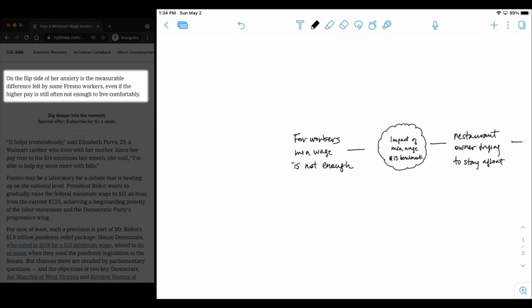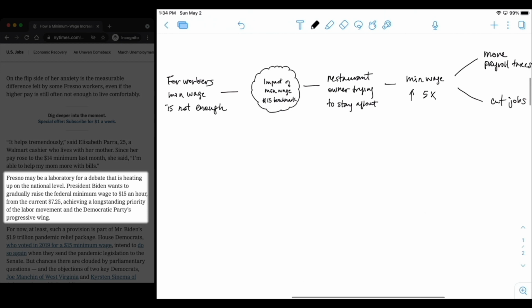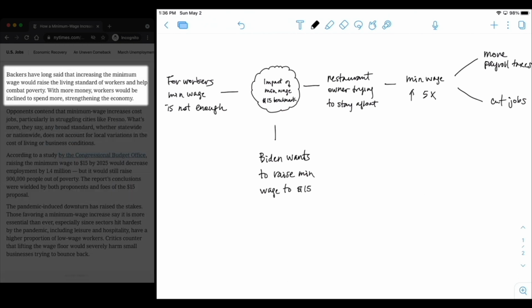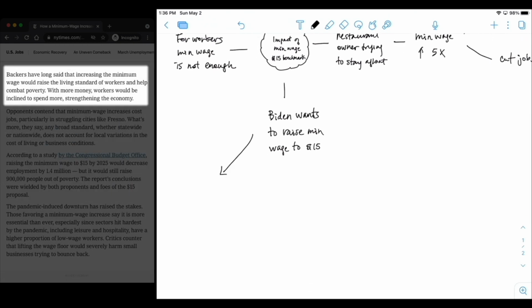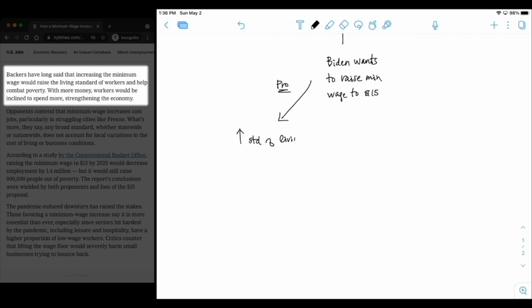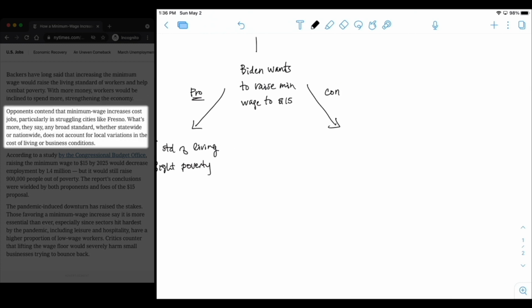Now we're zooming out to a national debate, with President Biden proposing a minimum wage increase to $15. The backers of the proposal, so in this pro section we'll add a branch, say it's good since it will raise living standards and also combat poverty. Opponents on the other side say this will increase job costs, and a standard increase is not fair since different cities have different living costs.